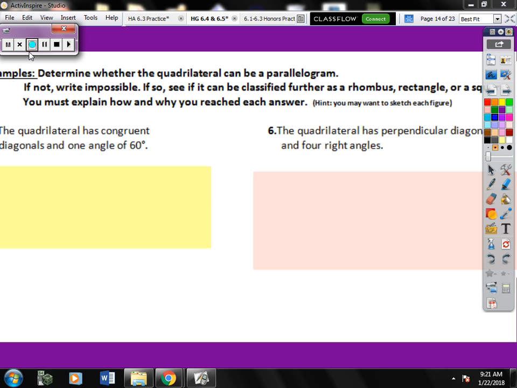What shapes, for number 5, have congruent diagonals? Look back at your theorems if you're not sure from today. There's only one listed in our notes today. Congruent diagonals. Luke? A rectangle.